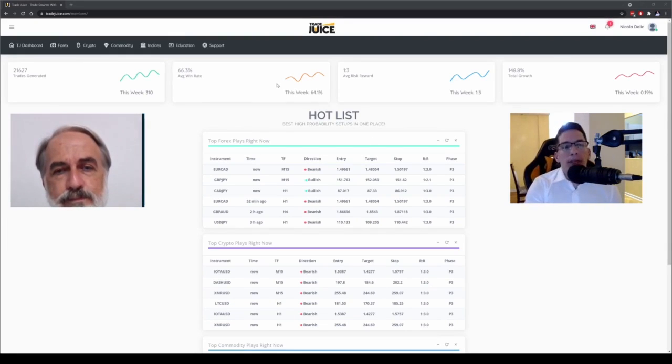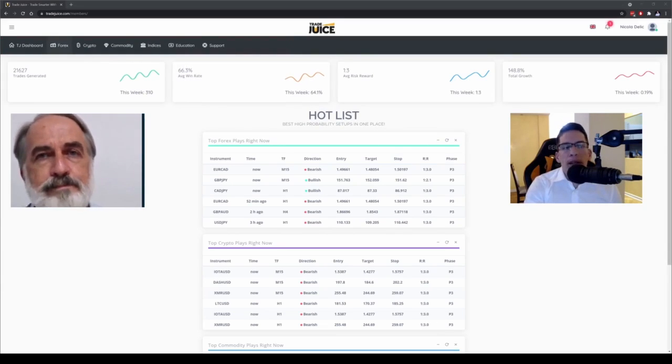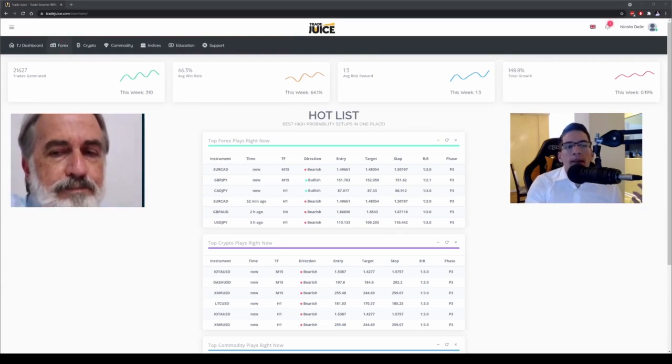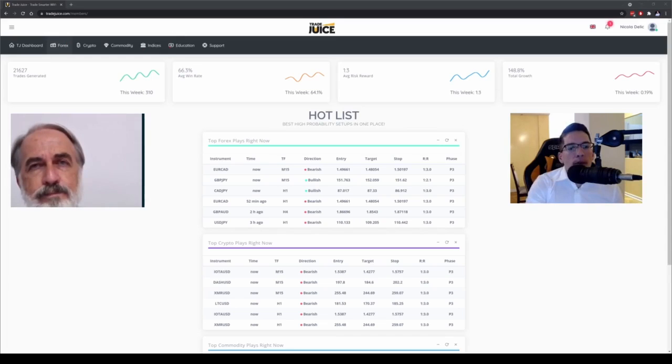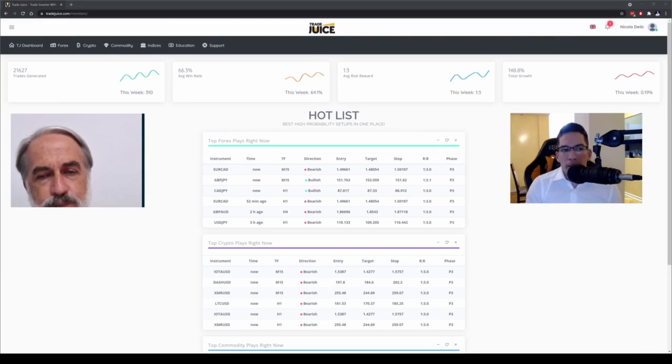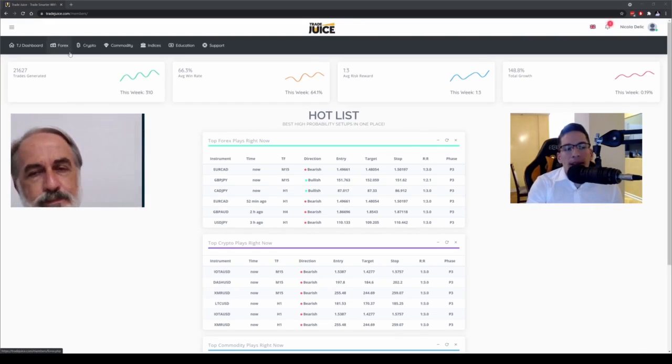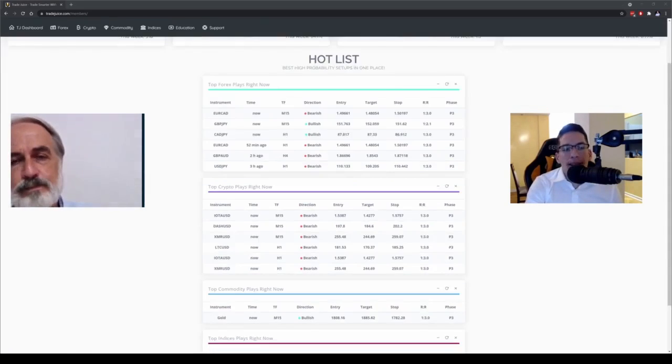And let's start from the top. Over here you have a small menu where you can go deeper into the pages of the platform. So we have 4 different asset groups: Forex, crypto, commodities, and indices. After it, we have the education center, and we have support. Most people that are using Tradejuice are mostly on this part. Like, you don't need to have 20 things open just to not miss the trade. Everything that you need to find the trade is right here.